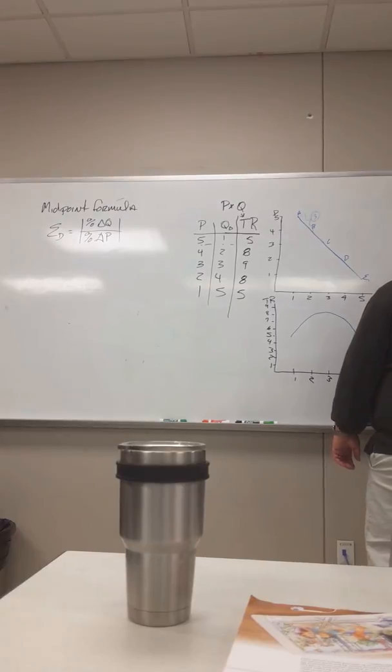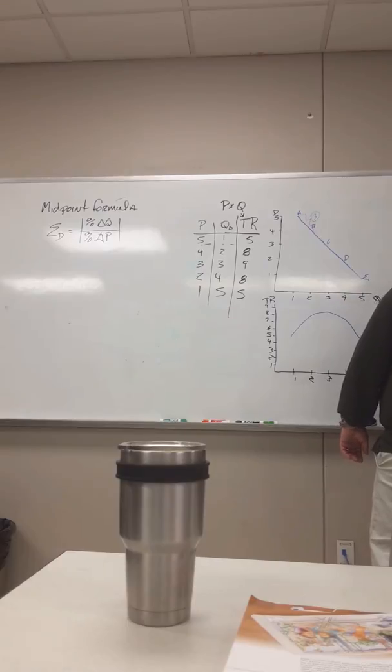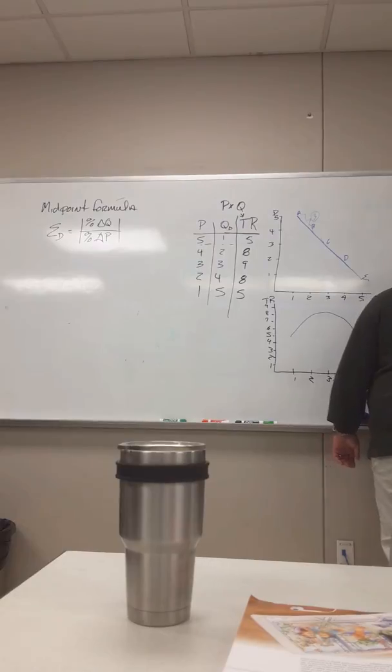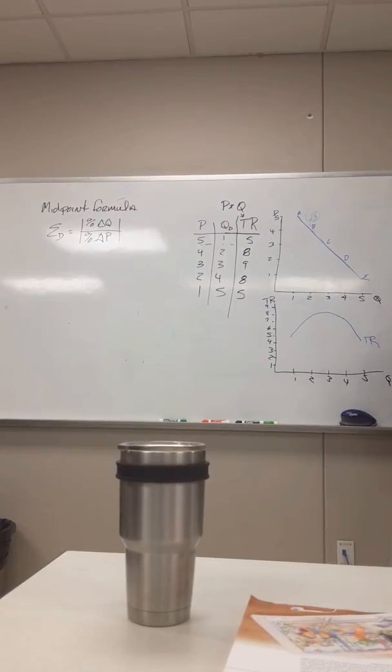(3 minus 2) over (3 plus 2) divided by 2, over (4 minus 3) over (4 plus 3) divided by 2. That equals 1 over 2.5 over 1 over 3.5, which gives me 3.5 over 2.5, and that gives me 1.4.